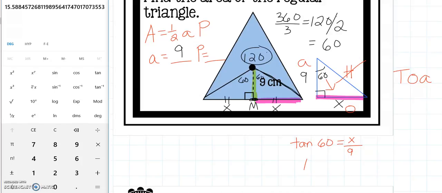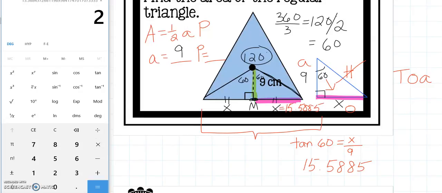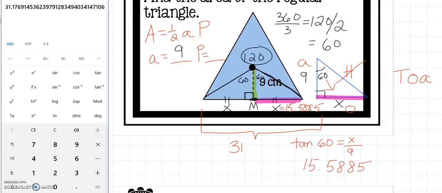So I'm going to go ahead and write down 15.5885. I want to go to 4 decimal places. So I know what this little piece is, that little x value, that's 15.5885, but I want the whole side. So the whole bottom side, because I want to get the perimeter, I'm going to have to double that. So I'm going to do times 2. So it's going to be 31.17, and then we have 69.